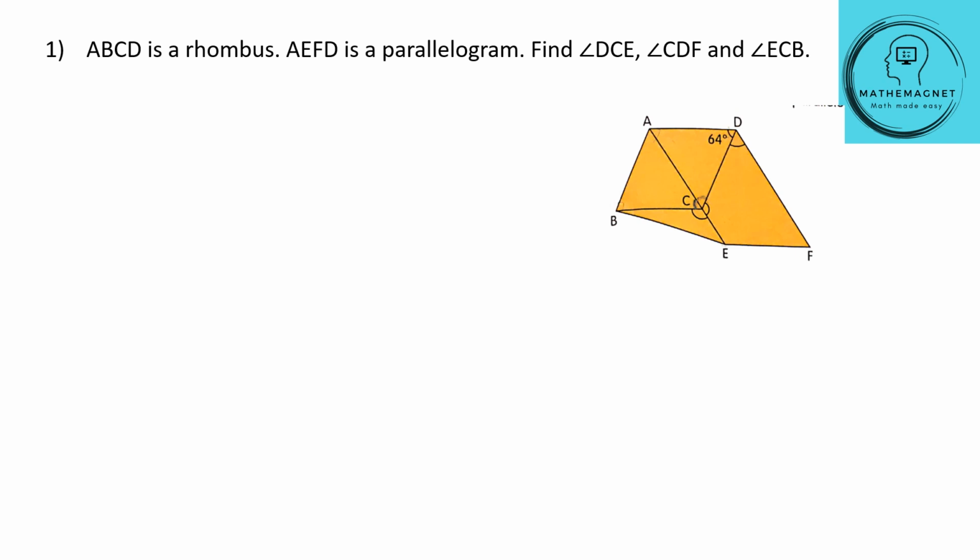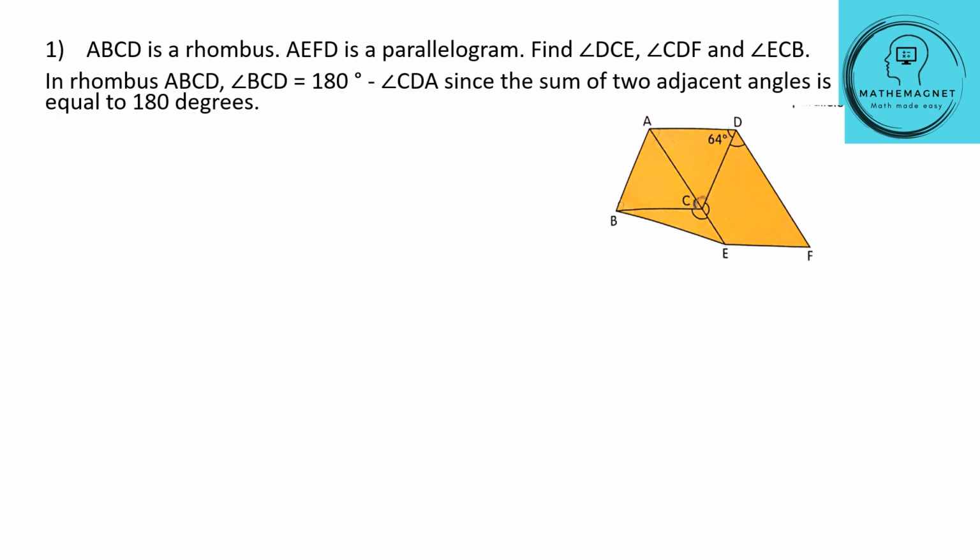Now we will consider the rhombus ABCD. Over here we know sum of two adjacent angles will be equal to 180 degrees. So in this rhombus, this angle plus this angle will be equal to 180 degrees. So basically angle BCD plus angle CDA will be equal to 180 degrees. So we know angle CDA is 64. So angle BCD will be equal to 180 minus 64, which is equal to 116.